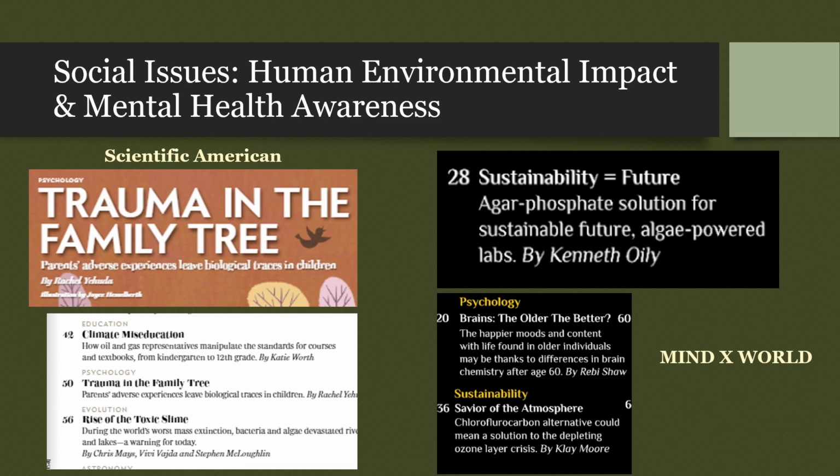Two common social issues that I found in my research in the science and technology genre are human environmental impacts and mental health awareness. As you can see on the Scientific American side of the slide, they had a story called Trauma in the Family Tree, which was a psychological story, but it did deal with generational effects of unaddressed mental health issues. And then they have Climate Miseducation and Rise of the Toxic Slime. A lot of the times these are short, blunt, and sometimes alarming headlines that are great at gaining attention and gaining traction towards these social issues. I decided to use the same method in my magazine.